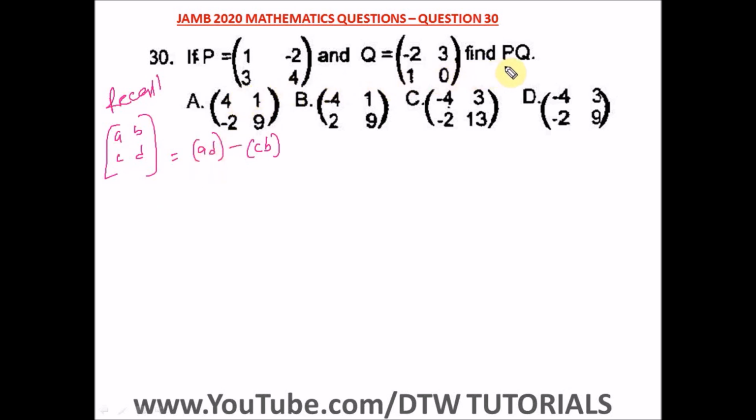So say find PQ. Remember that this is the row, this is the row, this is the column. I deal with rows and columns. This is A, B, C, D. To find PQ, now we have our big bracket. We have our row or our column multiplying the row. So this column multiplies everything on this row. So we have 1. So let me clean this off.